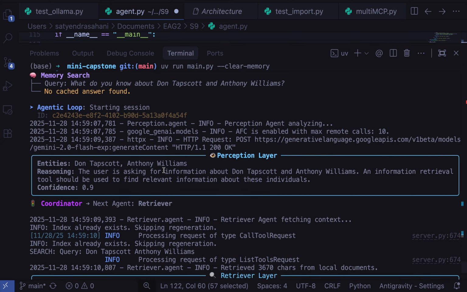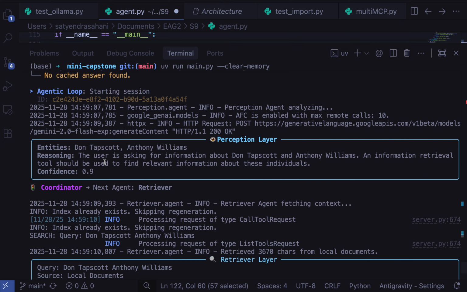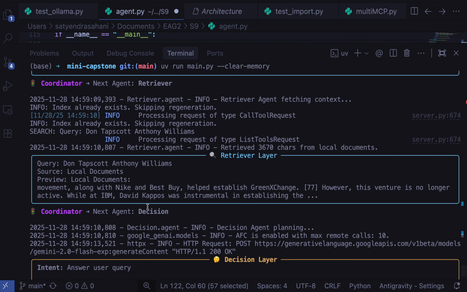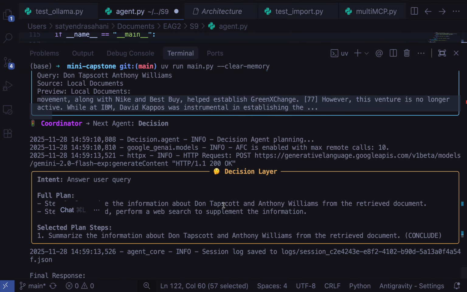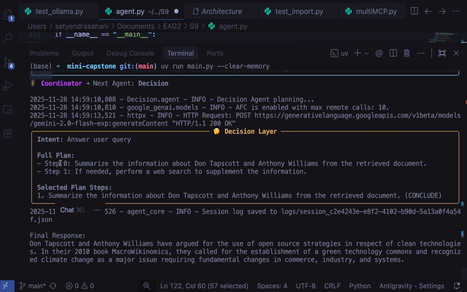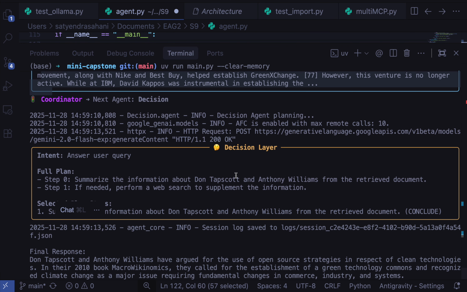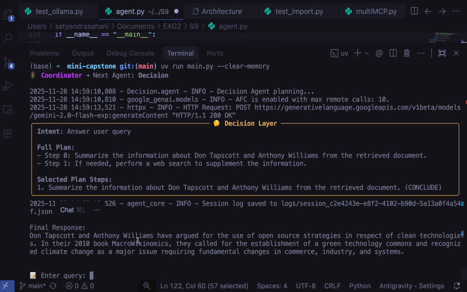it says no cache found. The perception layer says that the user is asking about information. The retriever finds some details in the local document and passes it to the decision, which creates two plans, summarizing the information about Don. Because the retriever already got the context, it is basically summarizing it: Don Transport has argued for the use of the open source, and so on. So this is what the architecture is all about.